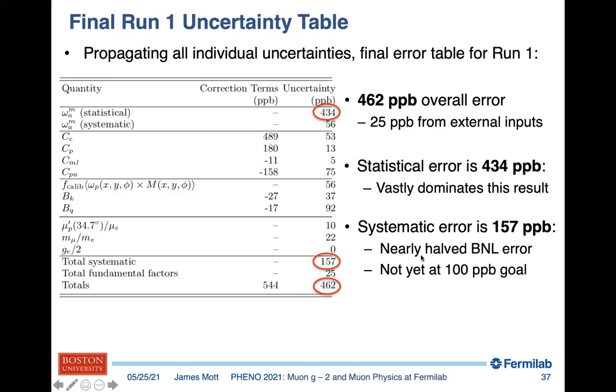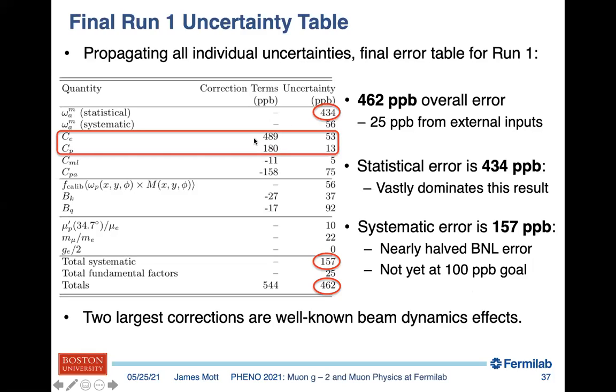So this is a good number for us. It's nearly half the Brookhaven level of uncertainty. They had about 300. But we're not quite yet at the 100 part per billion goal. And so we've got a little bit more work to do. The largest corrections here come from these 2 well-known beam dynamics effects. These have been known for 40 or 50 years and haven't changed in that time. So we know how to calculate them.